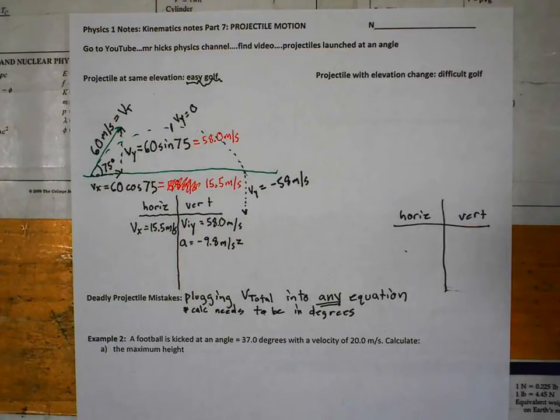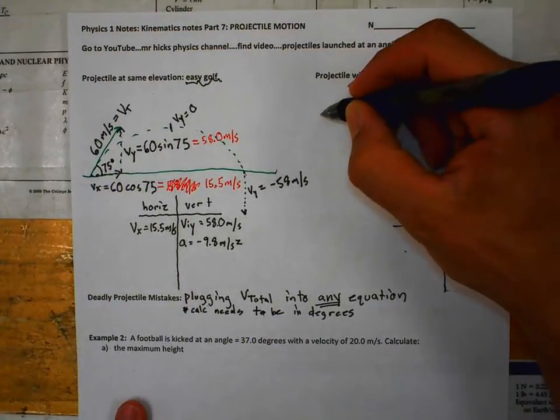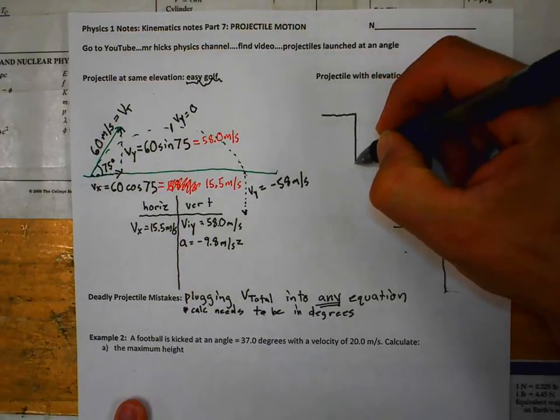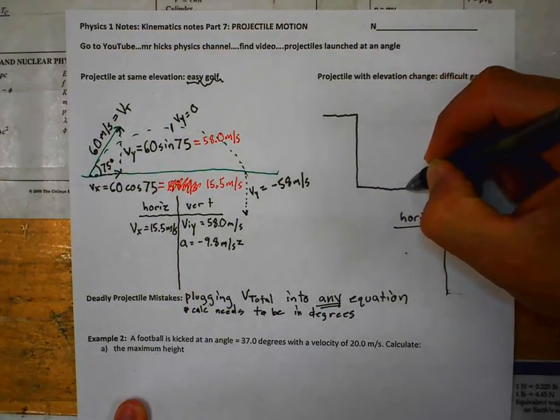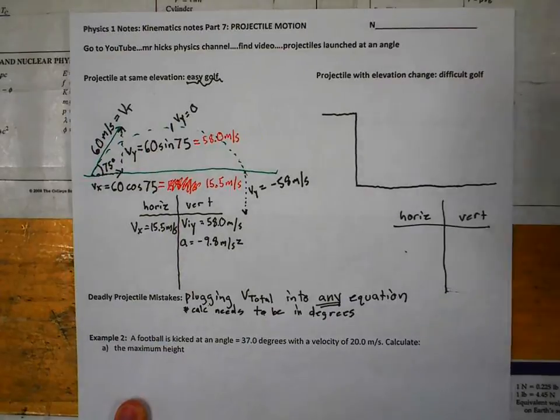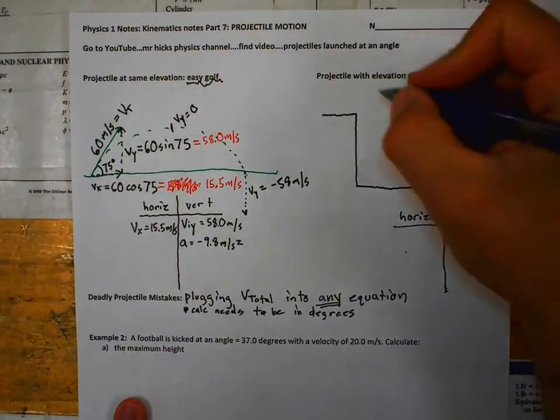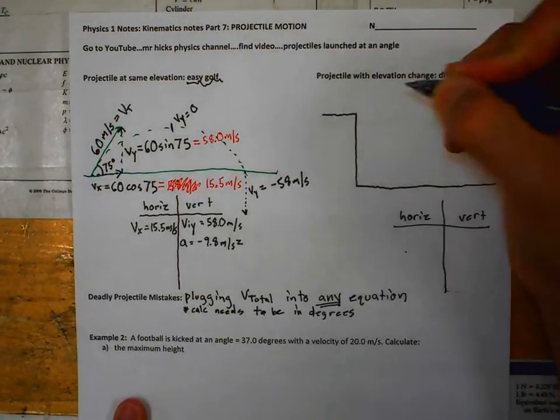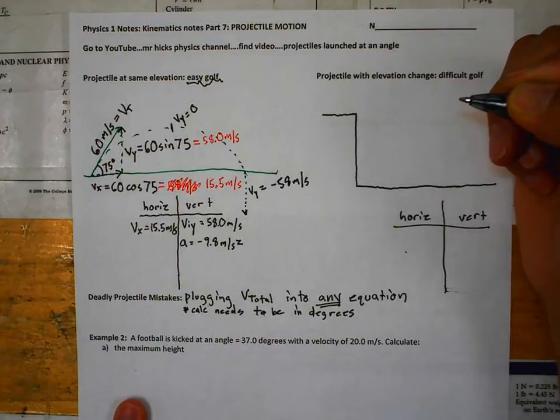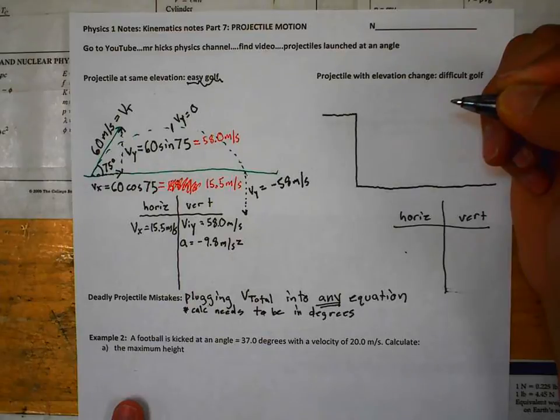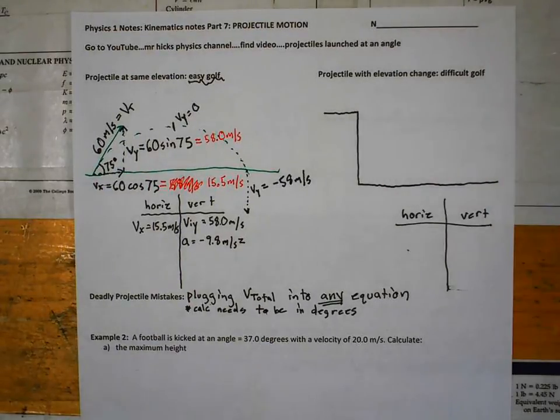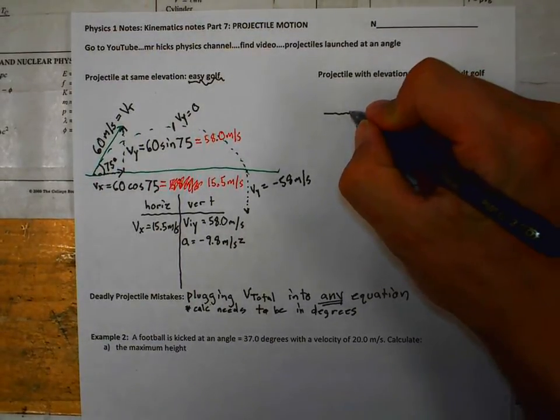All right. Okay, let's look at this one. Projectile with an elevation change. So let's say we have a cliff now. And has anybody ever owned a potato gun? So fun, right? Yeah, just a little one, potato guns, good time. So let's say we're going to launch a potato gun like that.